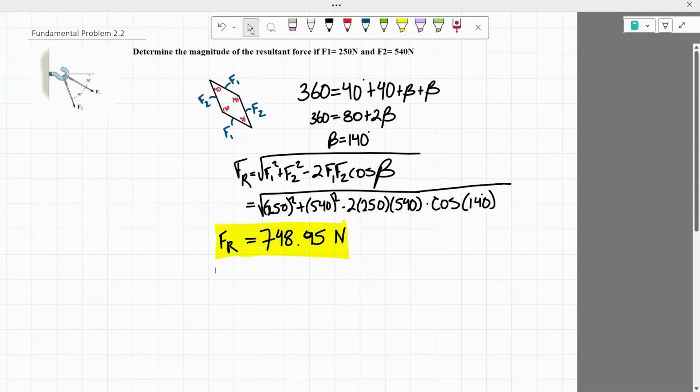So if we were to find the direction of the resulting force, that would require the sine law. But here they only asked us to find the magnitude and not the direction. So simply by using the cosine law, we were able to find the magnitude of the resultant force.